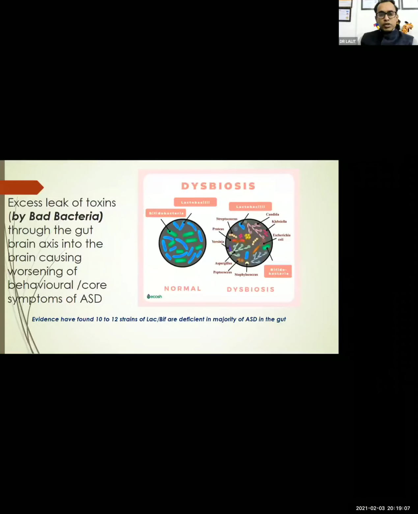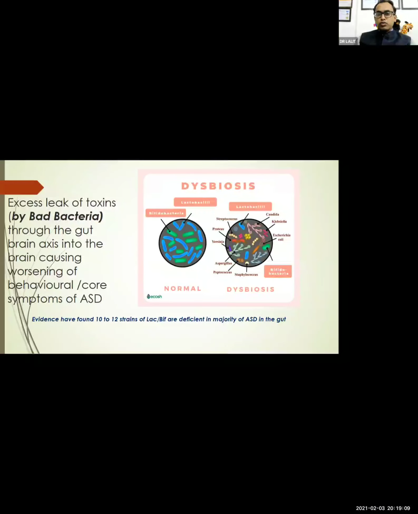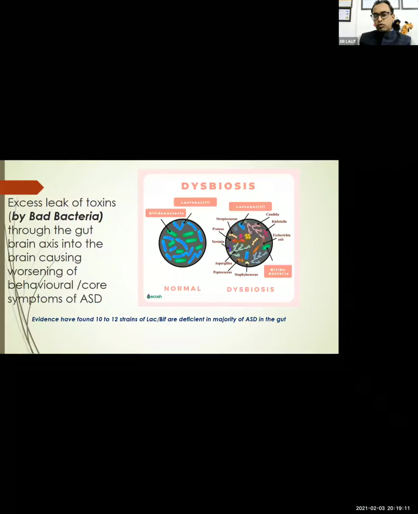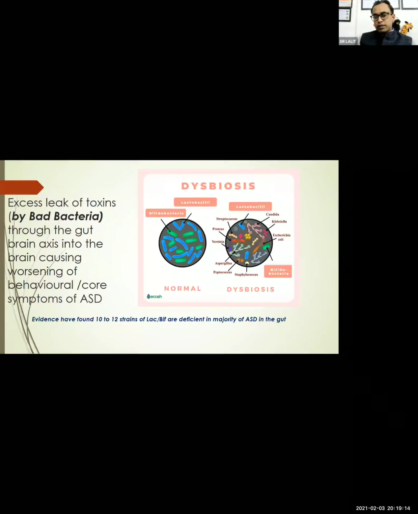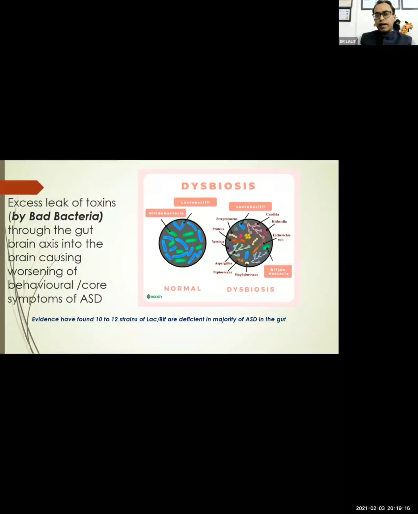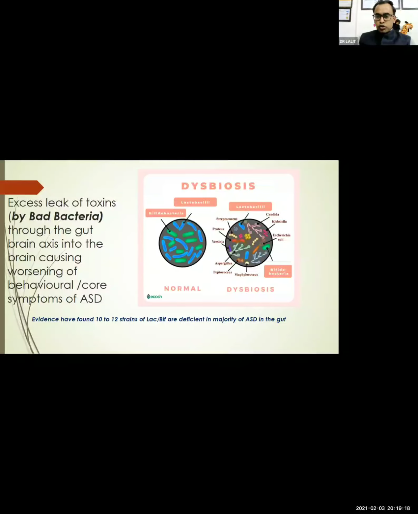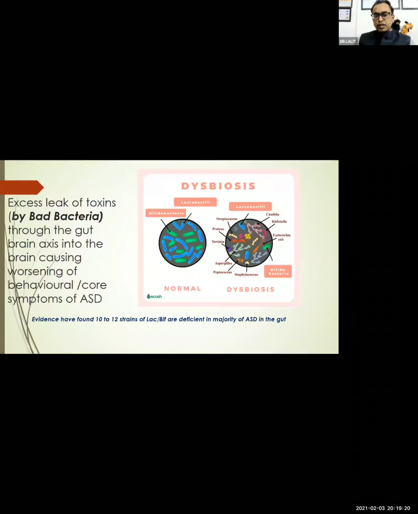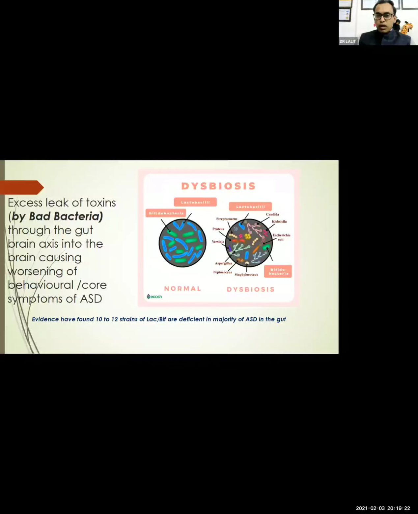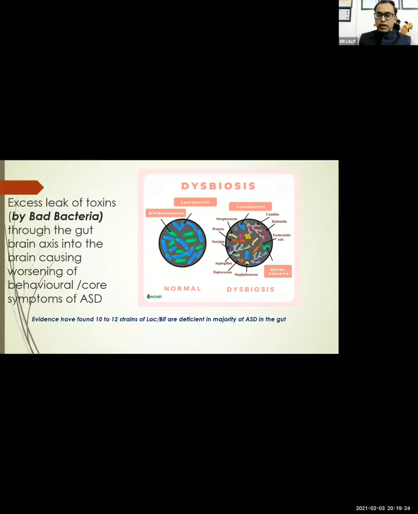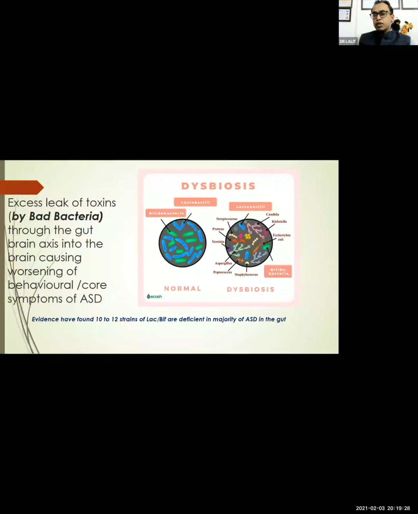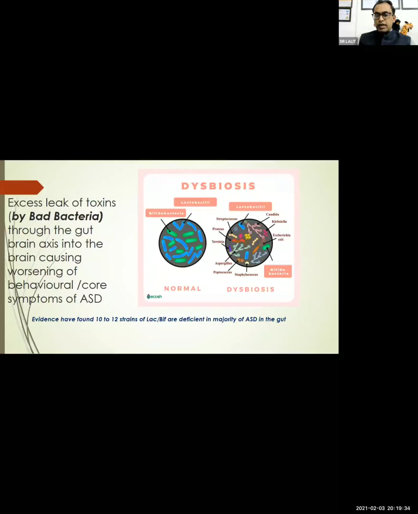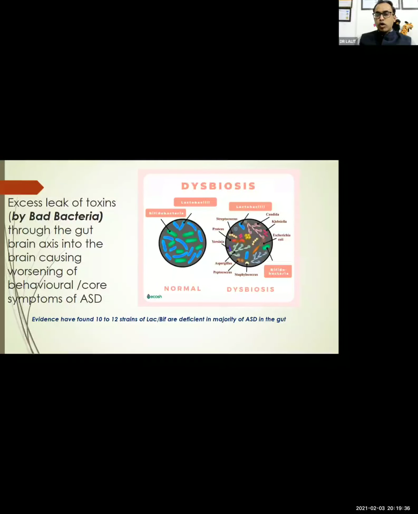So now coming to dysbiosis. As I have told in very simple terms, dysbiosis means the balance between the good and the bad bacteria gets disturbed. On the left hand side, there is a normal gut, which is predominantly dominated by lactobacilli and bifidobacteria. These are considered to be the good bacteria which help in keeping our body in a healthy state, helping in normal functioning, absorption, and so on.